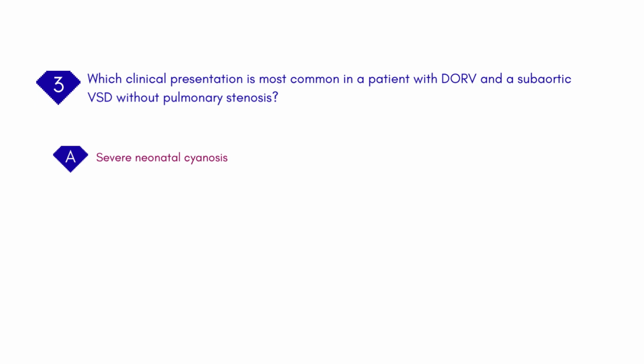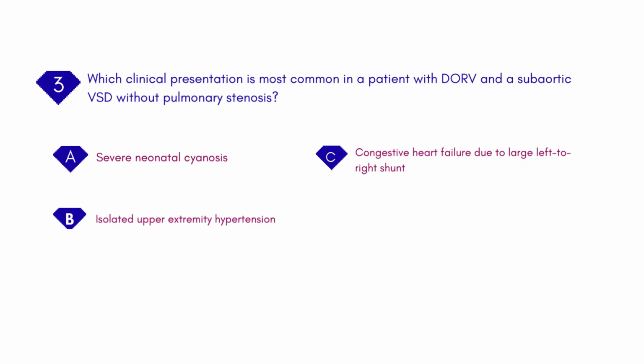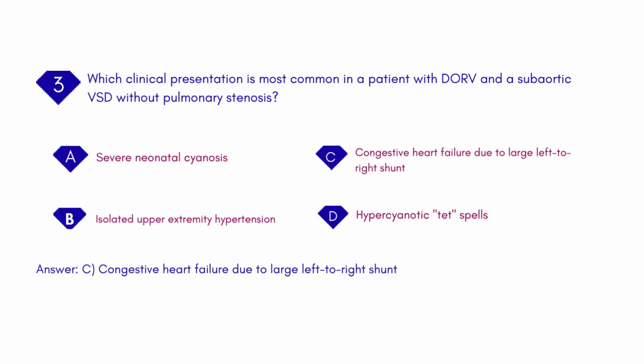Which clinical presentation is most common in a patient with DORV and a subaortic VSD without pulmonary stenosis? A. Severe neonatal cyanosis. B. Isolated upper extremity hypertension. C. Congestive heart failure due to large left to right shunt. D. Hypercyanotic TET spells. Answer: C. Congestive heart failure due to large left to right shunt.